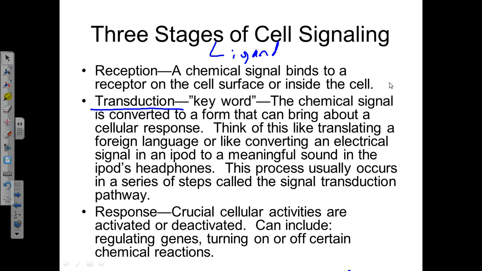But 3 steps. Reception, ligand binds to receptor, causes conformational change. That triggers transduction, which translates the message, spreads it out throughout the whole cell in a crazy set of phosphorylation steps. And then we get a response. Turn something on, turn something off. Turn on a gene, turn off a gene. Turn on a chemical reaction, turn off a chemical reaction.